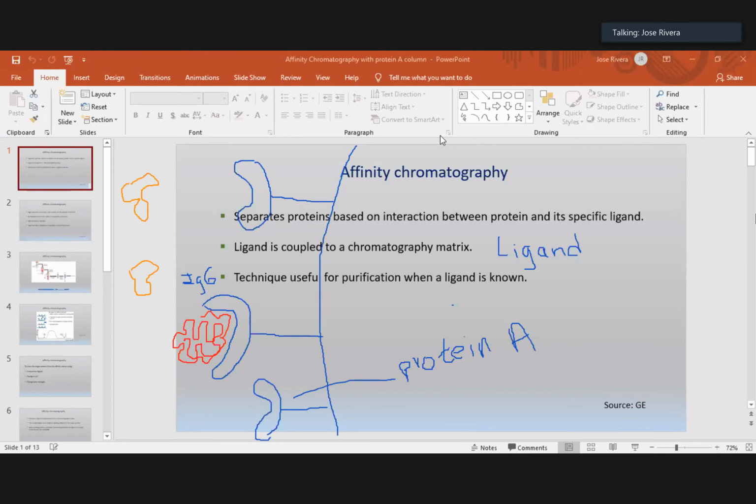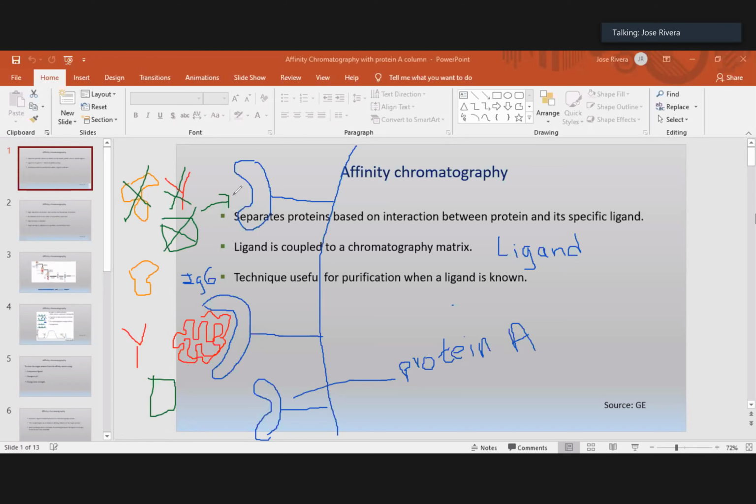You're going to have other immunoglobulins. Let's say one here, and this a different immunoglobulin, not IgG. And then let's say you have ferredoxin here. So these squares represent different proteins. None of these are going to bind to the ligand, because they don't interact with it. Only the IgG. So all these proteins can flow through and don't bind, and the IgG is going to stick.